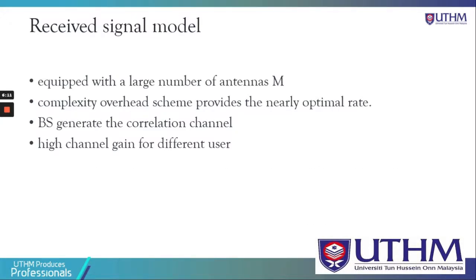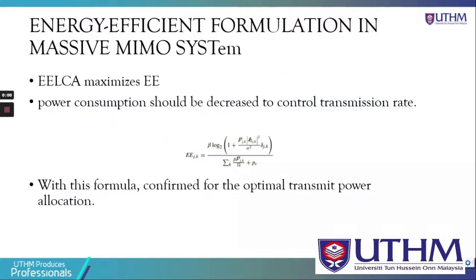The first system model is the receive signal model, because this paper is focused on the transmit power allocation and user association in the downlink, and the base station is equipped with a large number of antennas M. The active users are scheduled on the same time frequency resources, and the low complexity scheme provides nearly optimal rates. Besides, perfect CSI is assumed to be available at the base station to generate the correlated channels and channel gains for different users as high dimension channel vectors.